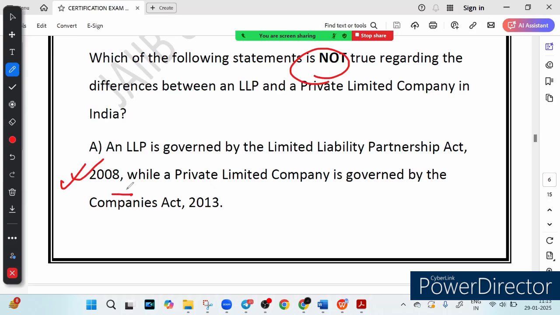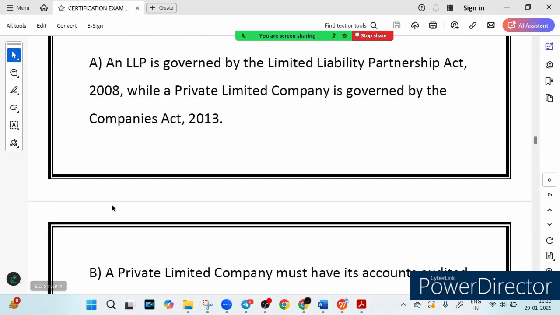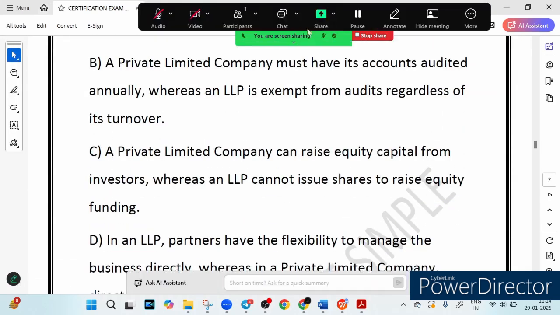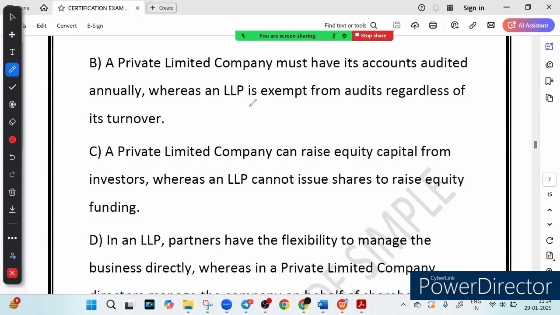Now let's go to option B. Just wait a minute, I'm coming to option number B. Yes, option B is here: a private limited company must have its accounts audited annually, while the LLP is exempted from audit regardless of its turnover. This is incorrect. You should know that a private limited company, or PLC, must indeed get its accounts audited every year.